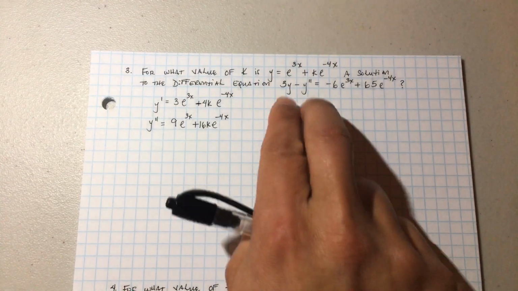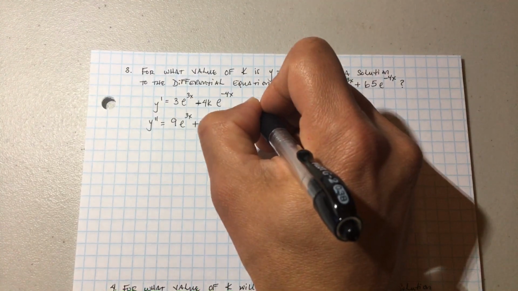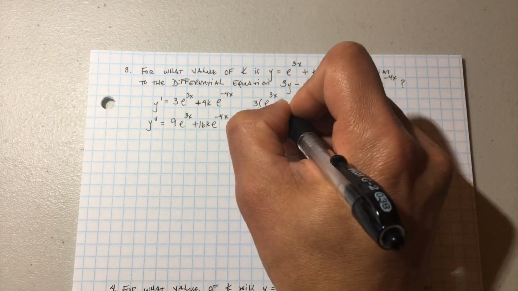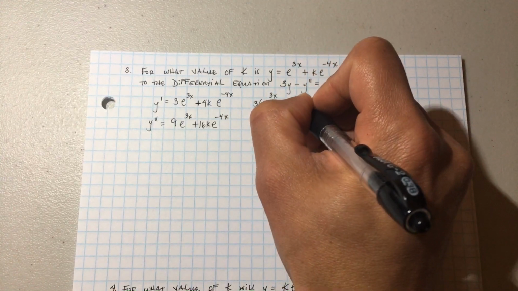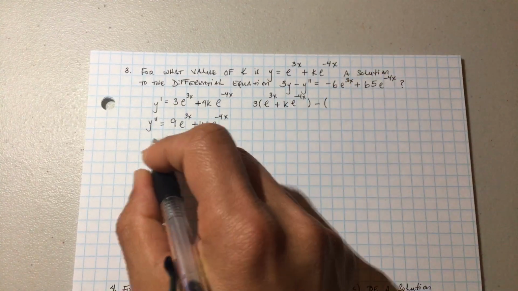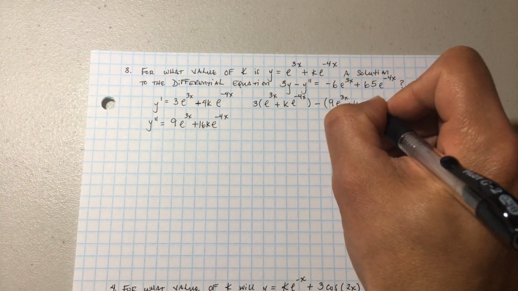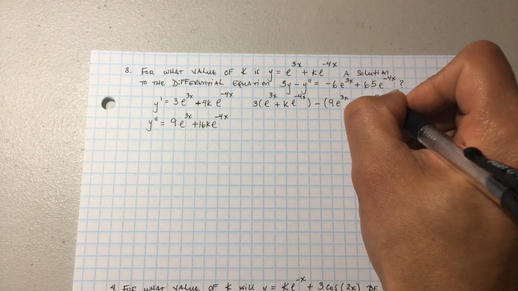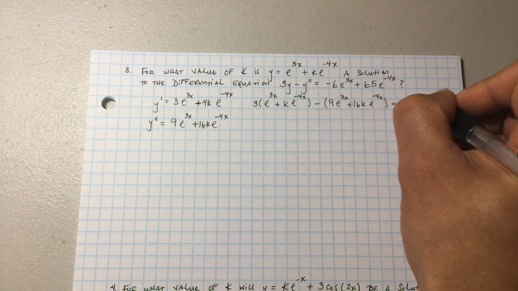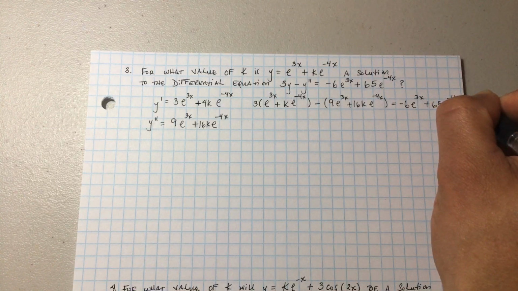So now I'm going to plug it into here and see if it gives me that. And I'm trying to find that k value. So we're going to have 3 times y, which is this guy, e to the 3x plus k e to the negative 4x, minus, now I've got to put my double prime, so that'll be 9 e to the 3x plus 16k e to the negative 4x, equals negative 6 e to the 3x plus 65 e to the negative 4x.